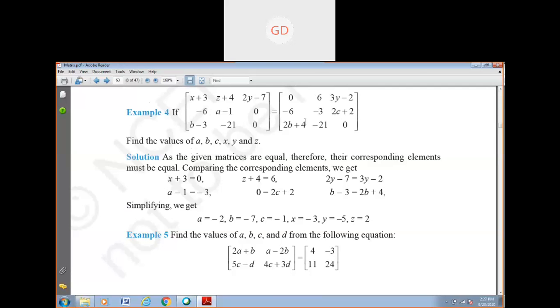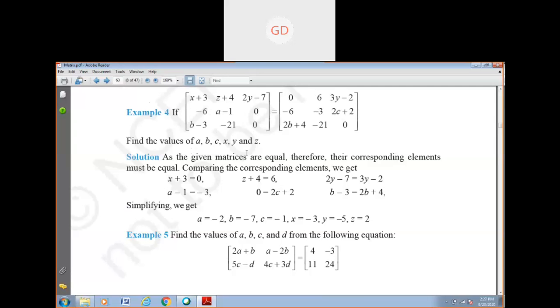a minus 1 is equal to minus 3. 0 is equal to 3c plus 2. b minus 3 is equal to twice b plus 4. Minus 21 is equal to minus 21, no problem. 0 is equal to 0. Some numbers are kept equal here, so I do not have any problem. Thus equating corresponding elements, we will have some small linear equations of a single variable, so we do not have any problem to write the values of the variables directly without any difficulties.